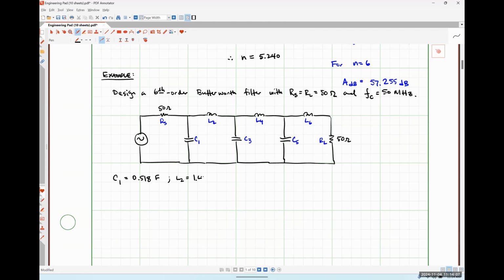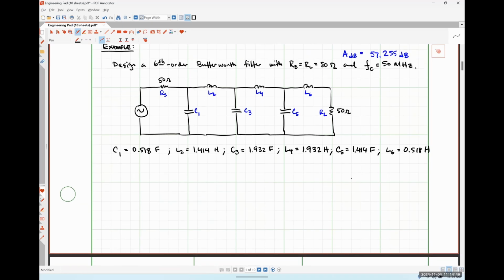L2 is equal to 1.414 henries. C3 is equal to 1.932 farads. L4 is equal to 1.932 henries. C5 is 1.414 farads. And L6 is 0.518 henries. And now we need to figure out how to scale these things, right?